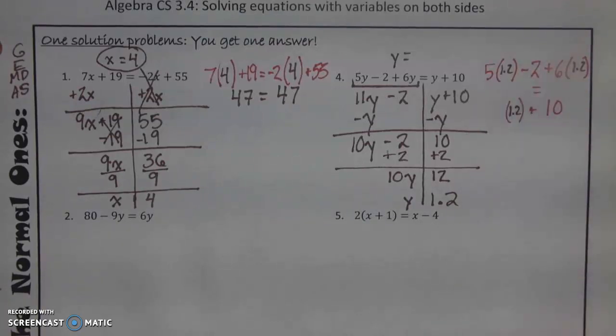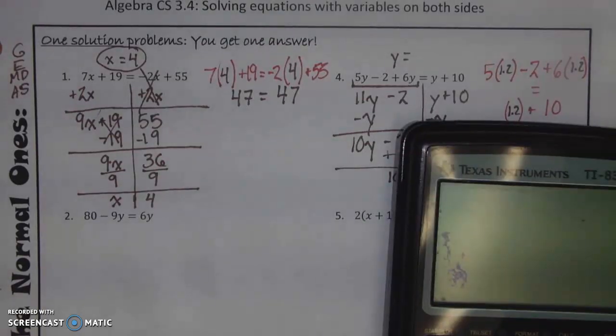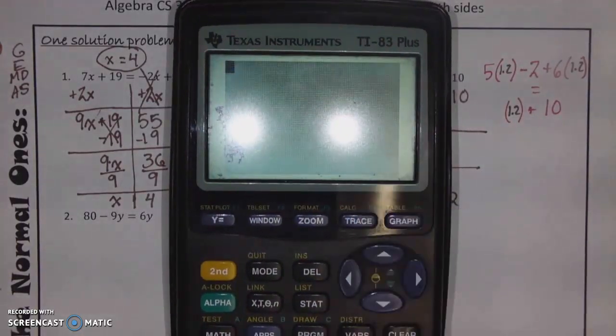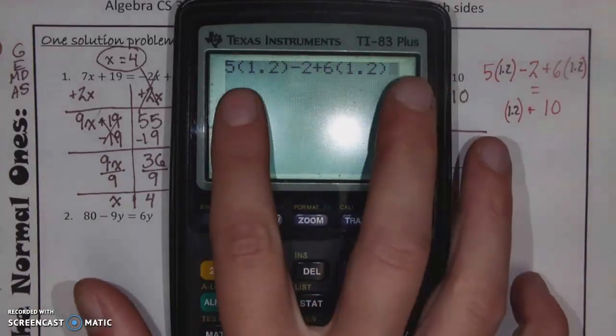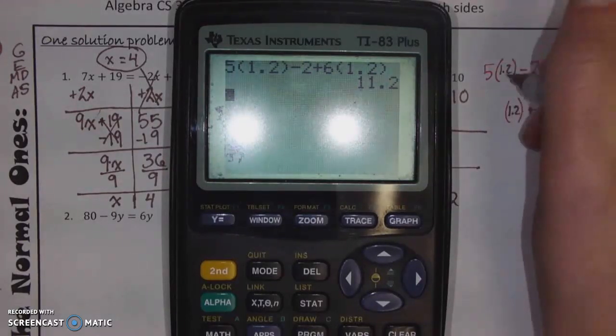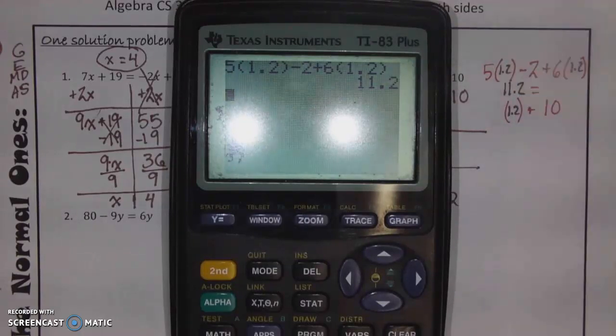And when you type that into your calculator, you should be able to go in one fell swoop as long as you're careful with your parentheses and negatives. So I have 5 times 1.2 minus 2 plus 6 times 1.2. And I like to use the parentheses just to make sure nothing went wrong. That gives me an answer of 11.2, and I'll record that here.